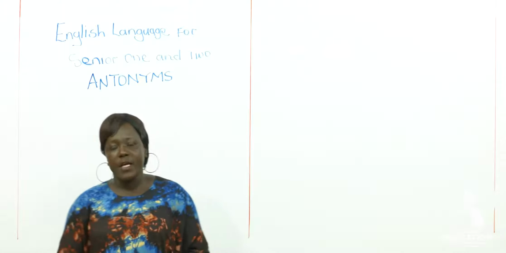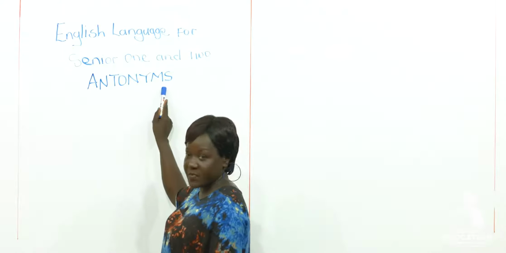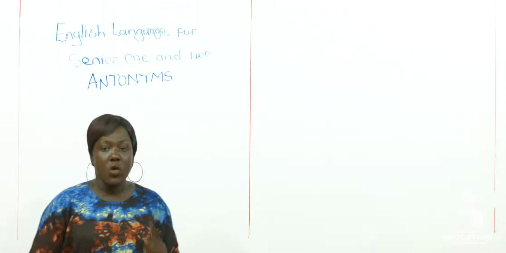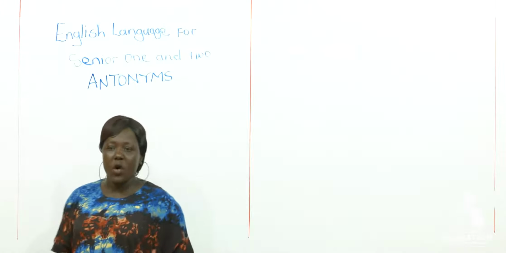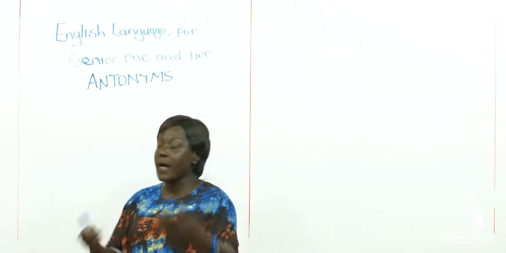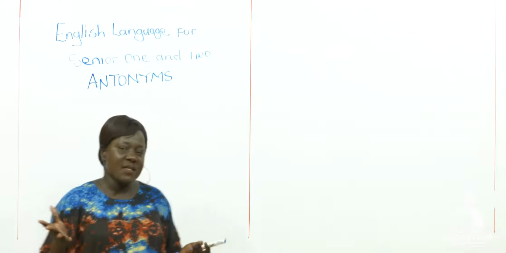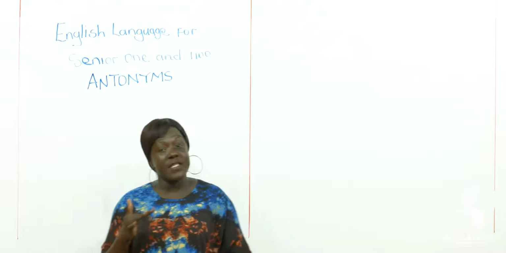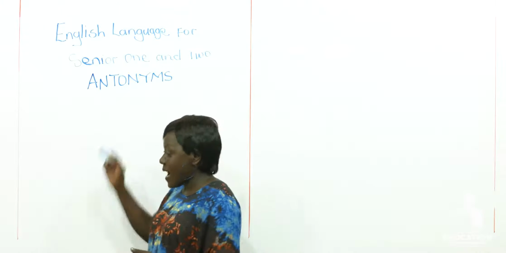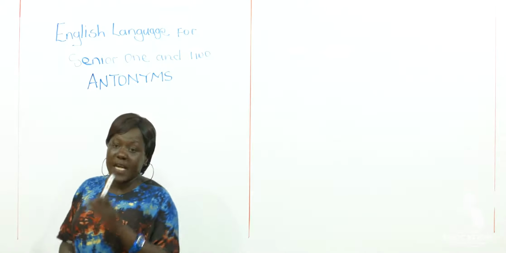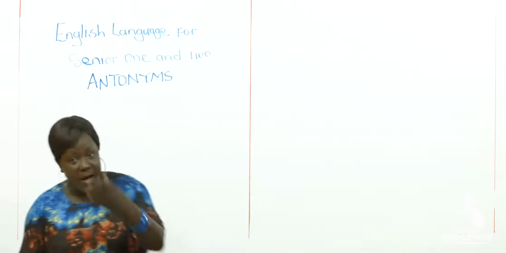Today I'm going to teach you English language for Senior 1 and Senior 2. And our topic of today is antonyms. The topic is antonyms. Right, before we begin to look at some examples of antonyms, let me give you the meaning of the word antonyms. Antonym just means a word that expresses the opposite of another word. For instance, if you look at one word, then if you get the opposite of that word, that is already an antonym. Therefore, you can write it down with me.